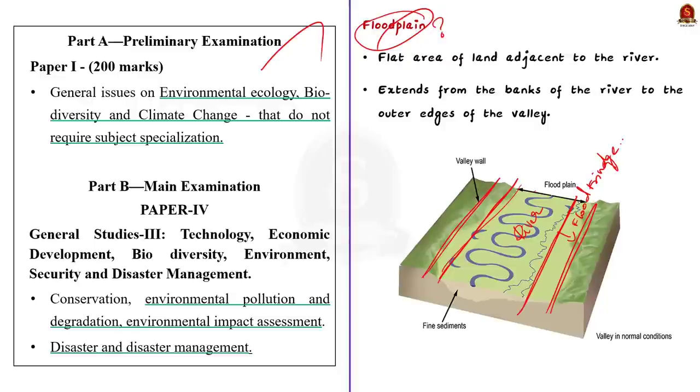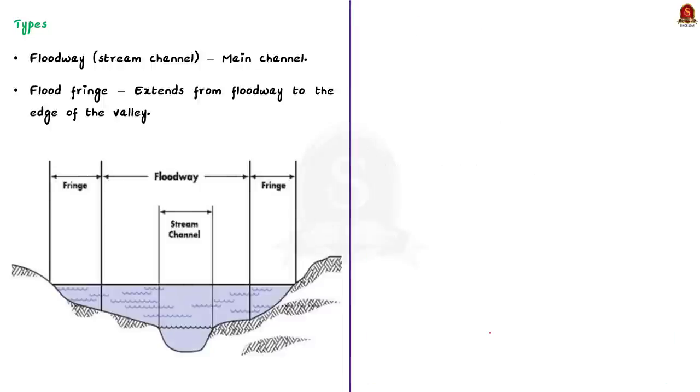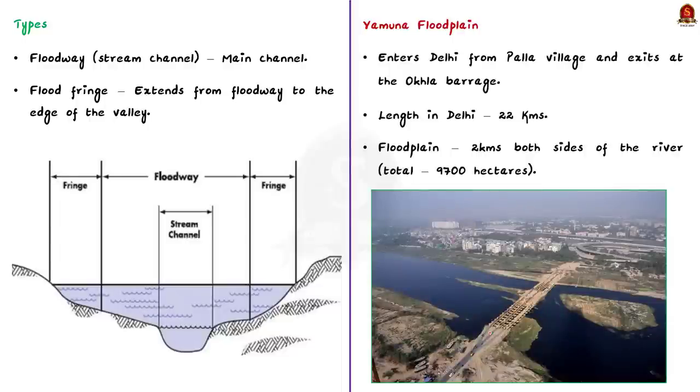For perennial rivers, the floodway or stream channel has water for almost all year round. The flood fringe receives water mainly during the rainy season and during floods. So having this basic understanding, now let us see about the Yamuna floodplain. See, the river Yamuna enters New Delhi from Palla village and exits at the Okhla barrage. The Yamuna floodplains are 2 km wide on each side. Along Delhi, the river flows for about 22 km. This 22 km along with the 2 km wide floodplains is designated as the O zone by the Delhi Development Authority, and this area is approximately 6,700 hectares.